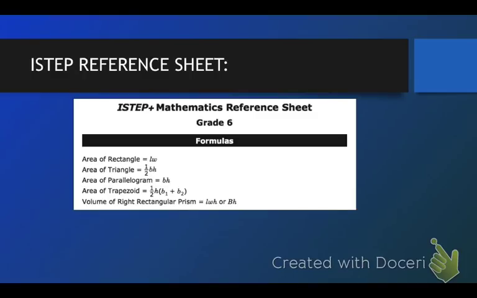However, I will tell you that we are going to be using the following formula. If you see right there, it says the volume of a right rectangular prism is LWH. Do not, and I repeat, do not use the BH. LWH means length times width times height. So we are going to be using that right now.